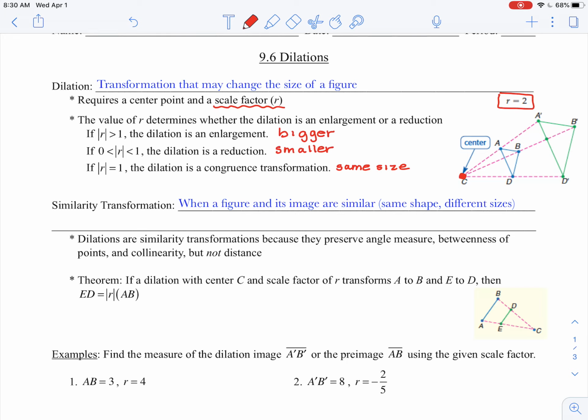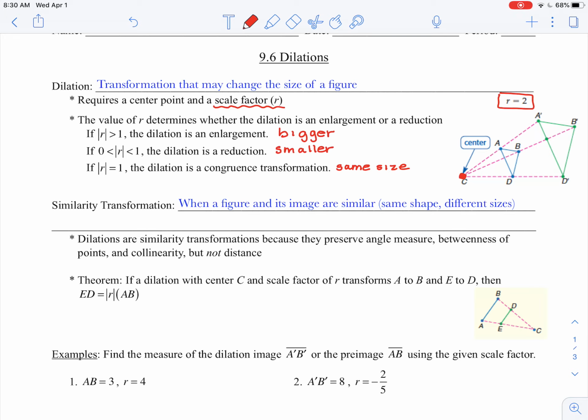A similarity transformation makes the lengths of the sides of your figure different, but it does preserve certain things. The corresponding angle measures will still be the same. Betweenness of points and collinearity are preserved, which essentially means that the shape doesn't change, but of course the side lengths do.